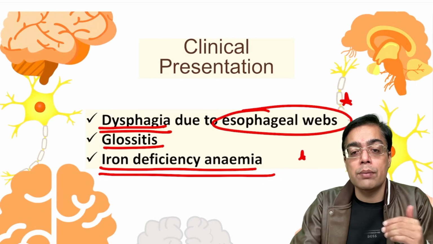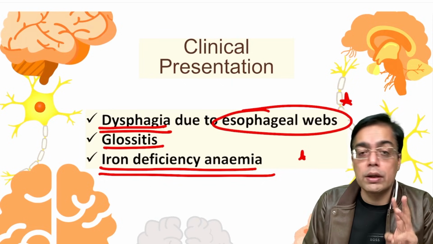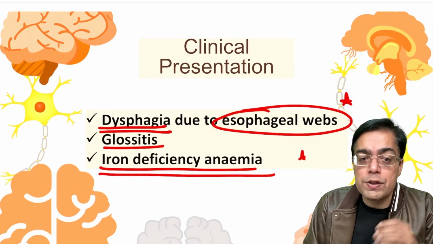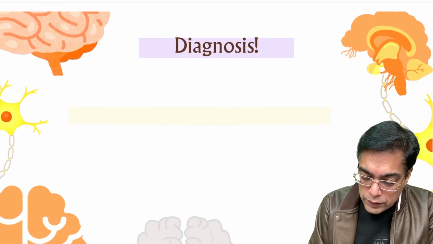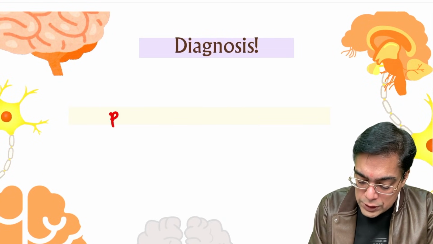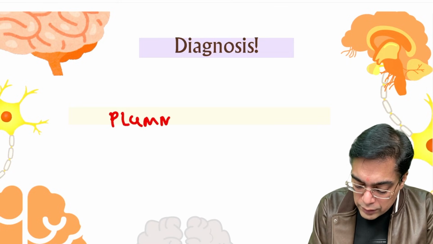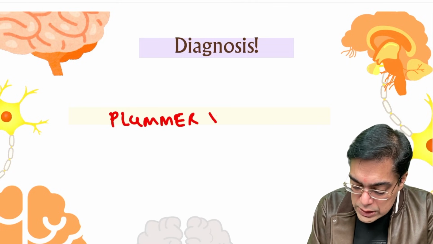Now, this has been asked in the exam relatively recently, at least 3 times in the last 4 years. Combination of iron deficiency anemia, glossitis, dysphagia because of esophageal webs. What are we talking about over here, friends? Yes, we are talking about an example of a condition that is going to be given the name of Plummer-Vinson syndrome.